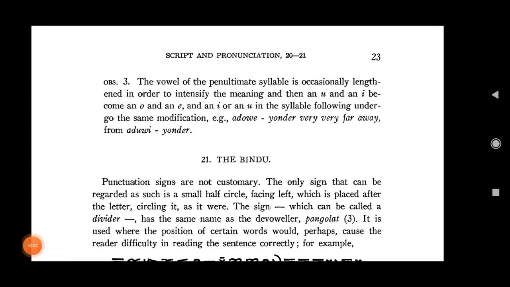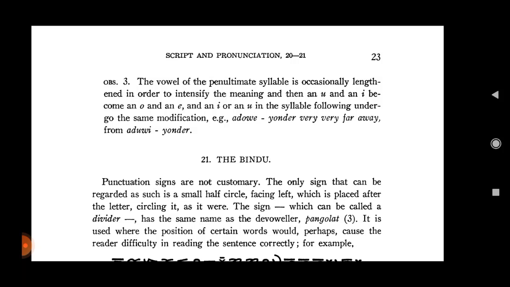3. The vowel of the penultimate syllable is occasionally lengthened in order to intensify the meaning, and then an U and an E become an O and an A, and an E or an U in the syllable following undergo the same modification, e.g. adowe, yonder, very, very far away, from adui, yonder.